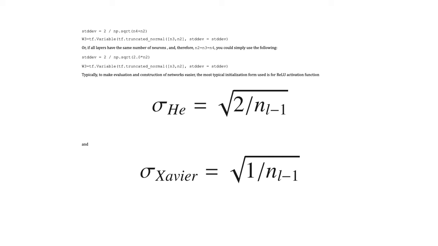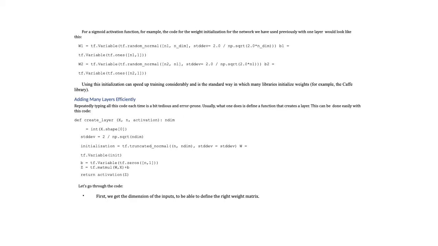Typically, to make evaluation and construction of networks easier, the most typical initialization form used is for the ReLU activation function. For a sigmoid activation function, for example, the code for the weight initialization for the network we have used previously with one layer would look like this. Using this initialization can speed up training considerably and is the standard way in which many libraries initialize weights, for example, the Caffe library.